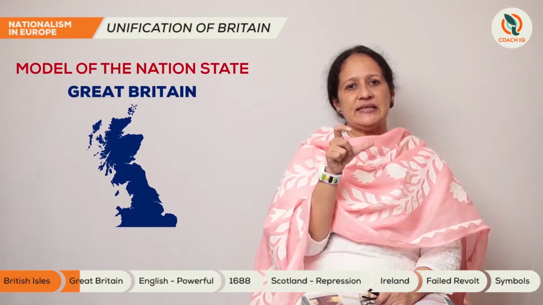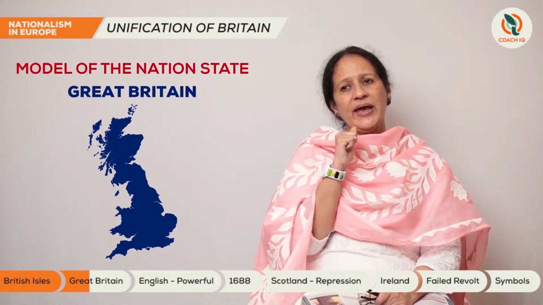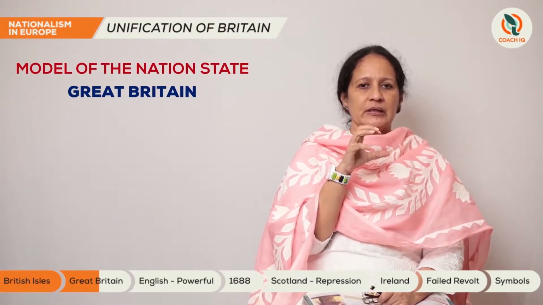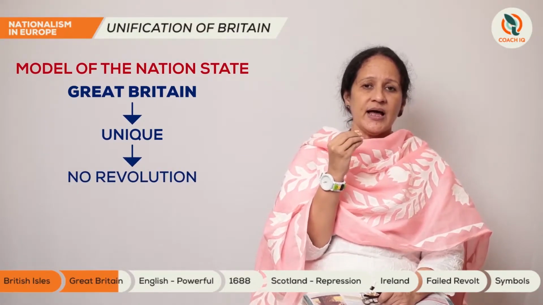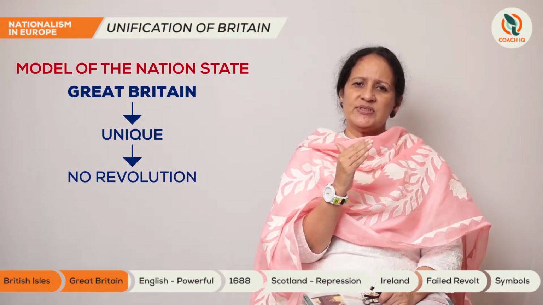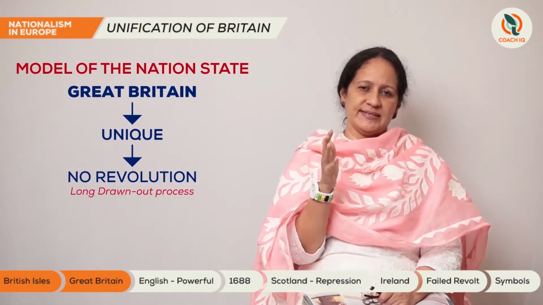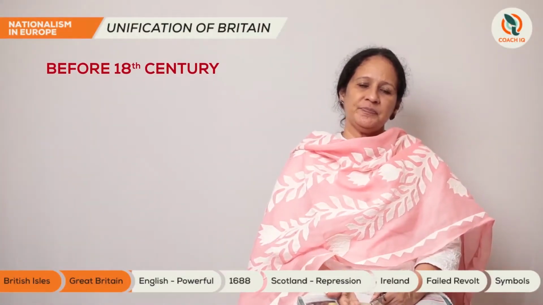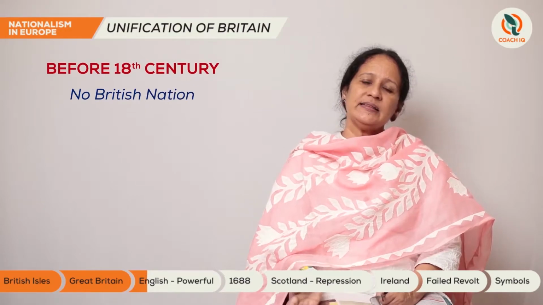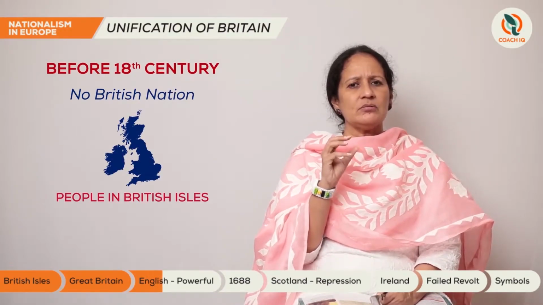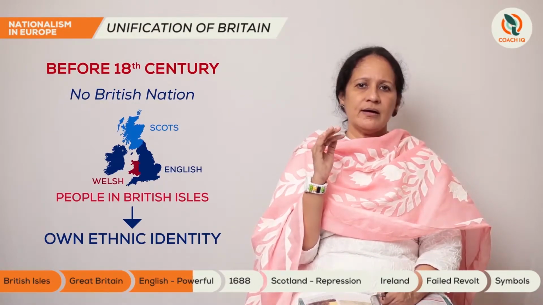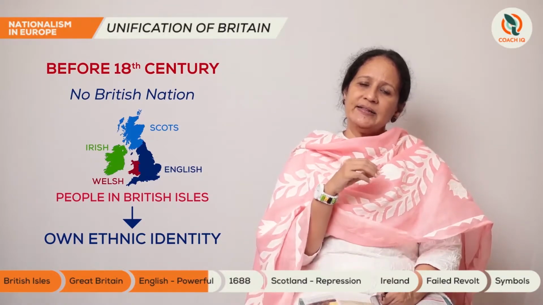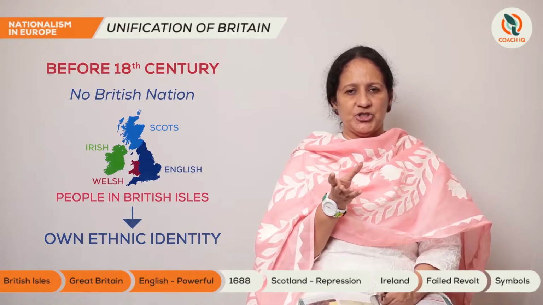Now many scholars say that the model of a nation state is Great Britain. Now when this nation state was formed, it was very unique because there was no sudden revolution or sudden upheaval. It was a very slow process, a very long drawn out process. Before the 18th century, there was no British nation. And the people living in the British Isles had their own ethnic identities like the English, the Welsh, the Scots and the Irish. Each of them had their own political and cultural traditions.